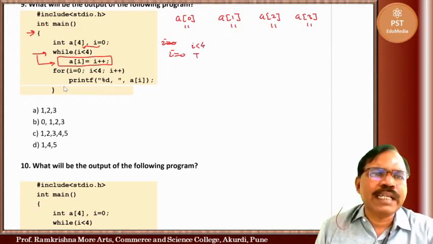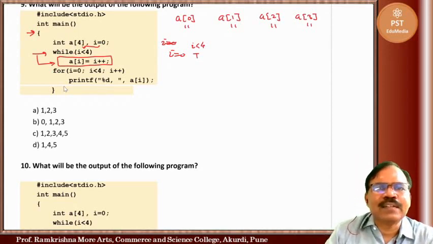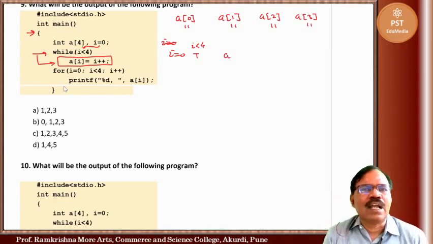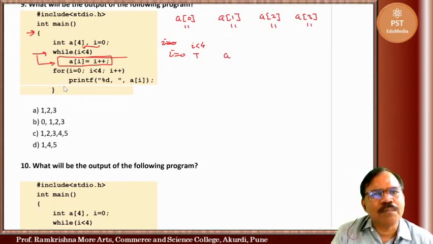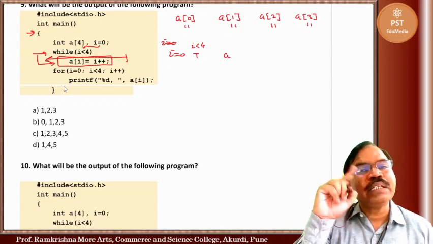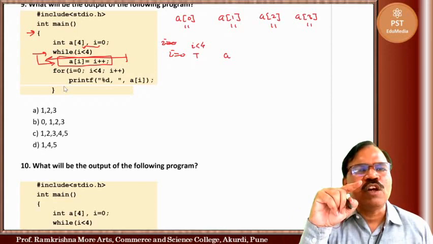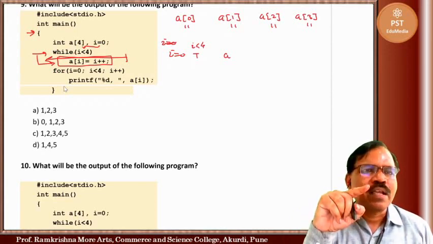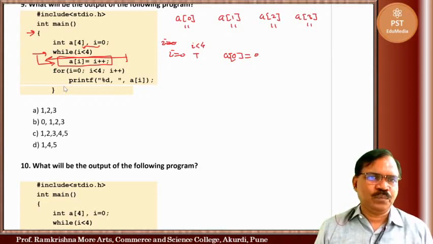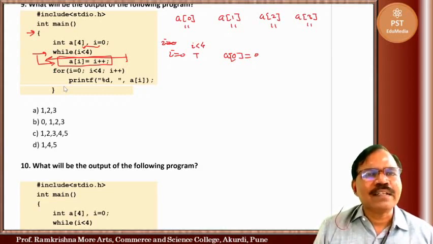So the statement is evaluated. What is the statement? a[i] equal to i++. Now the expression is evaluated from left to right. So i++ is post increment, which means first i is used. What is the value of i? So 0. Here it is 0, and here also it is 0. Then i becomes 1, it goes back. So i is equal to 1.